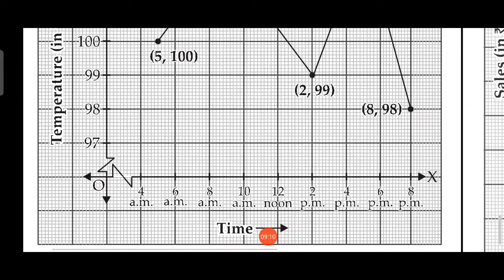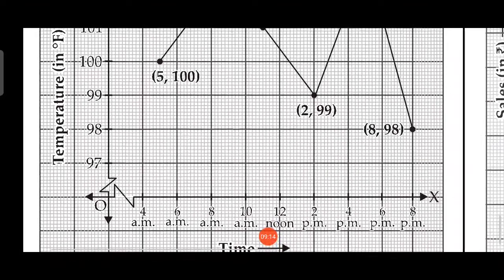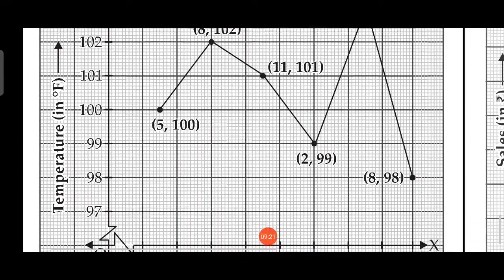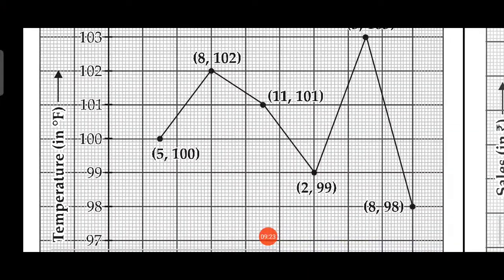So here, first you will start at 5 a.m. At 5 a.m. the temperature is 100, so keep a point here at 100. So 5 and 100. 5 is on the x-axis, 100 is on the y-axis.